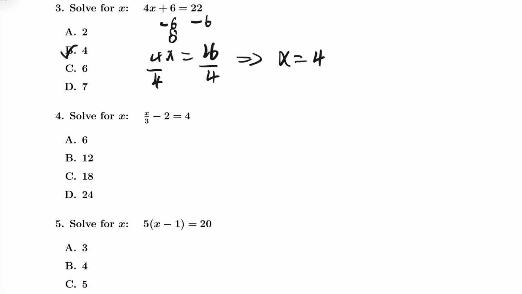Perfect. Let's solve for x in this equation, in this question 4. So they have x over 3 minus 2 is equal to 4, right?